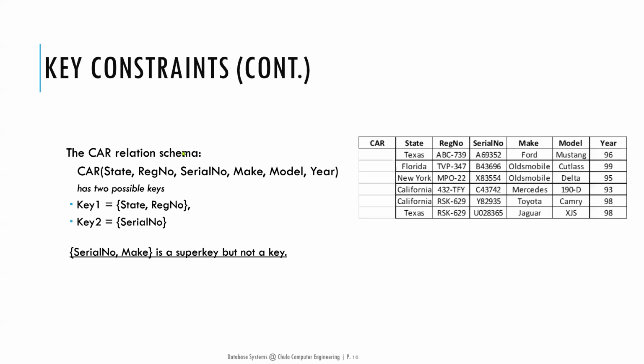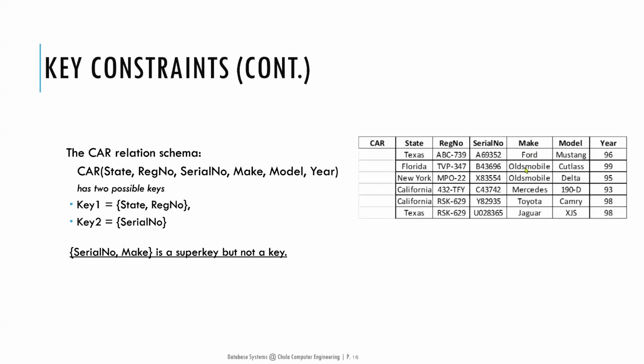So I'm going to give you the schema here. I say there are two possible keys. State and registration number can be a key, right? Or you can have serial number. So serial number is also a key. But can make be a key? Cannot, right? Because you can still see duplicate tuples if you make make a key. But can you actually use make and model? If you only have these six lines, can make and model be a key?